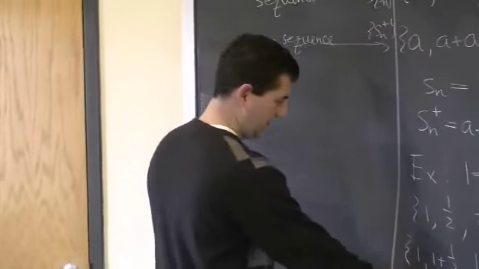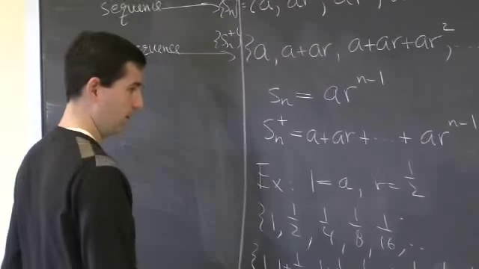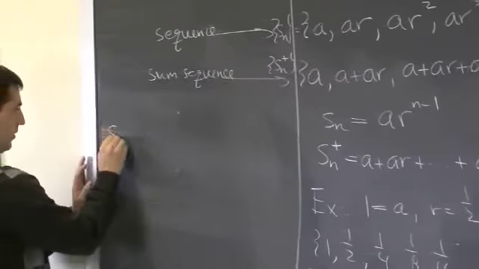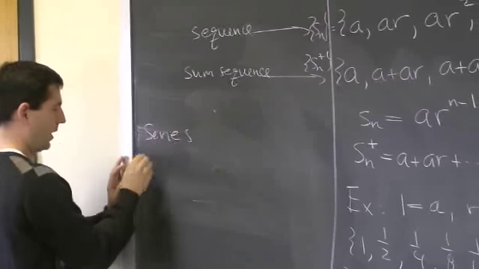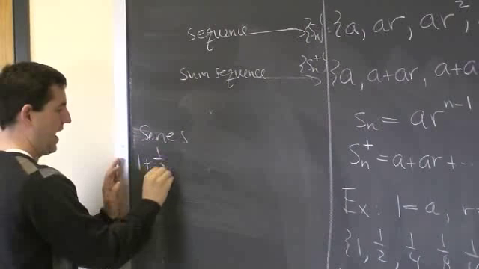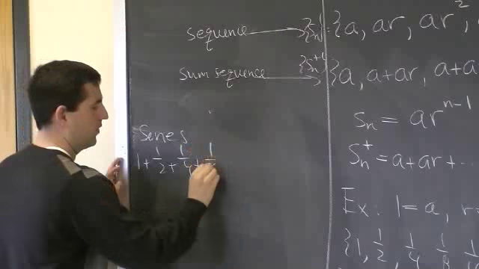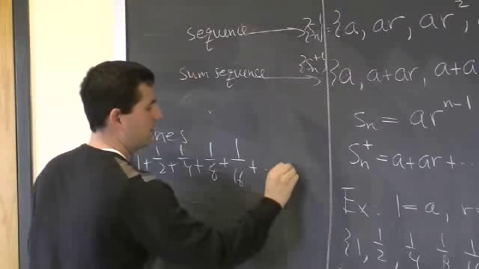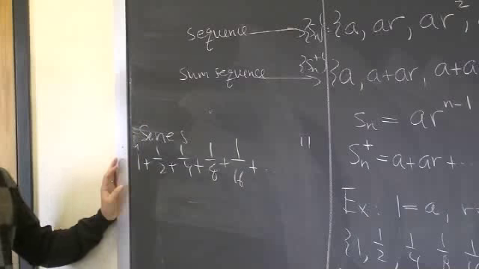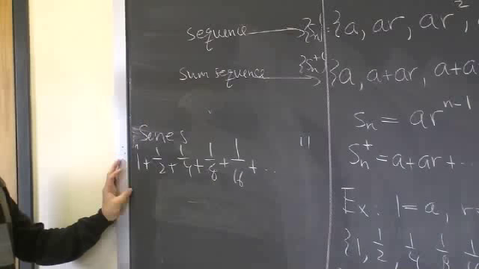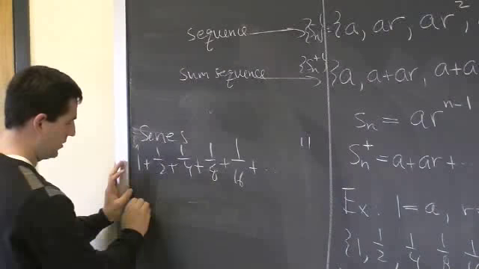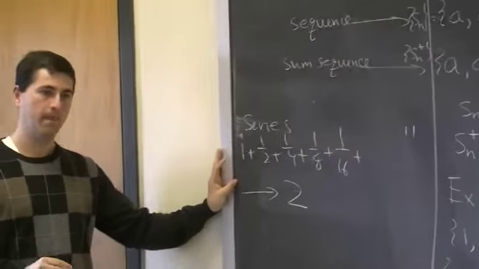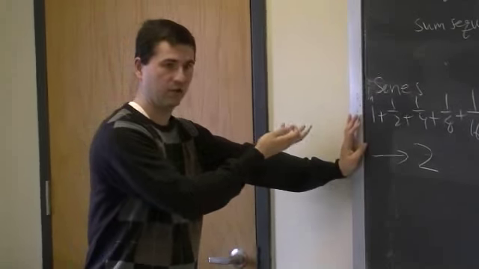Okay, so if you take the whole thing together, then you get the series that corresponds to it. And the series is 1 plus a half plus a fourth plus an eighth, plus a 16th, plus dot, dot, dot, and it's the whole thing. Okay? And what we would like to show is that our intuition is correct and that this sequence converges to 2. Okay, so this would be a convergent series.